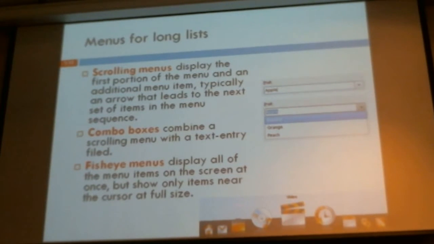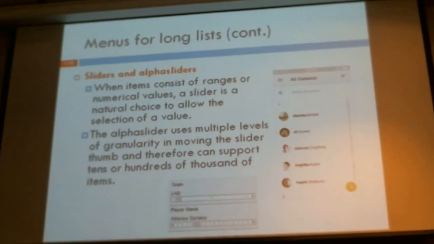There are also fisheye menus, which display all of the menu items on the screen, but only show items near the cursor at full size, like this one. Where do you see menus like this a lot? Apple. Right. Okay, so ironically, we have a second slide, continued for long lists.